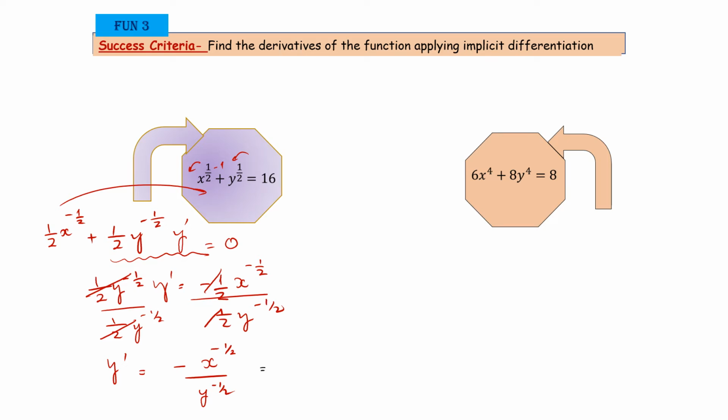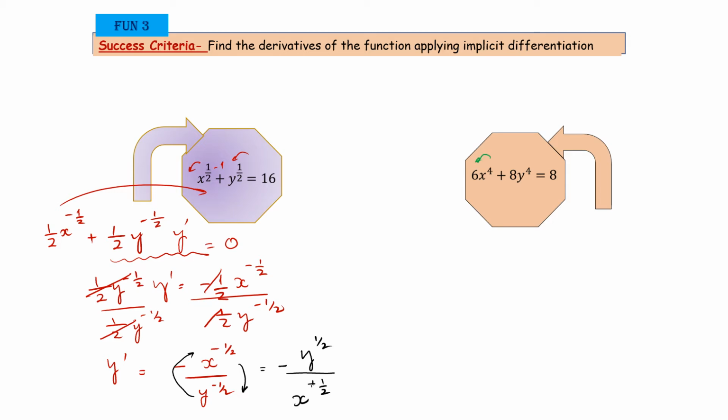So why don't we shift their places? And we know when we shift the places, the negative power changes into positive power. Similarly, bring the y to the power negative half to the top. It will give you y to the power half. So this is our final answer. Let's try the other question.